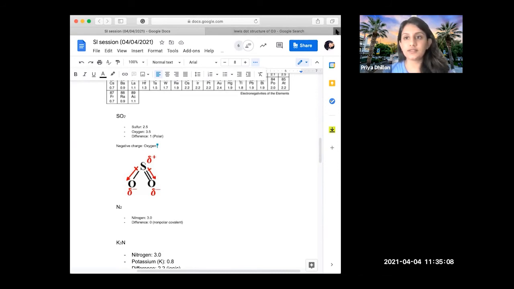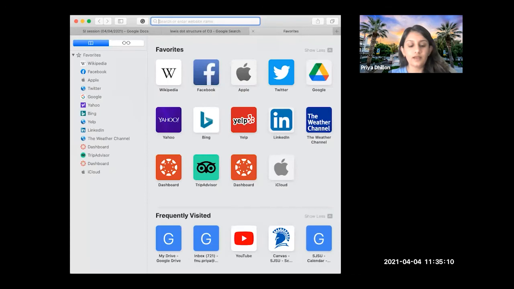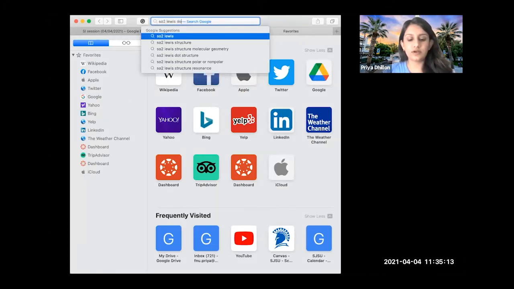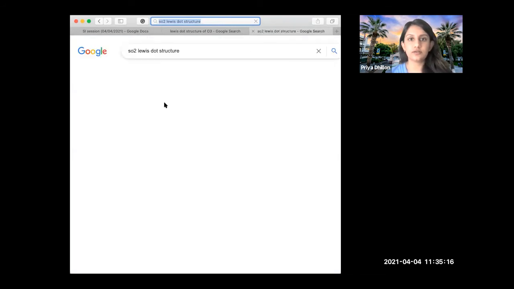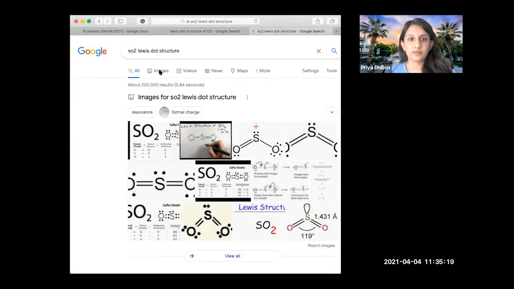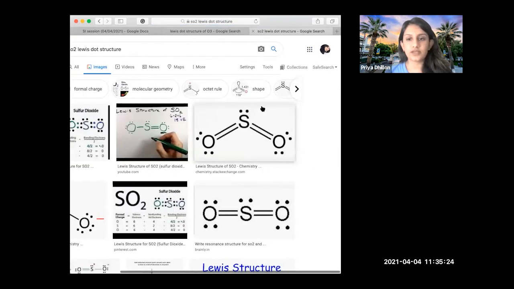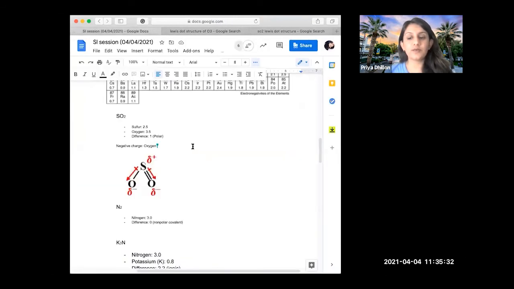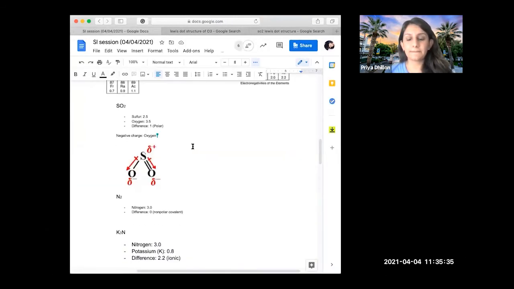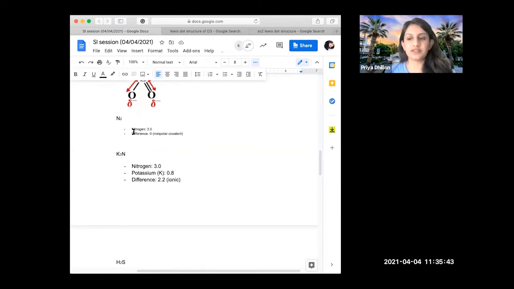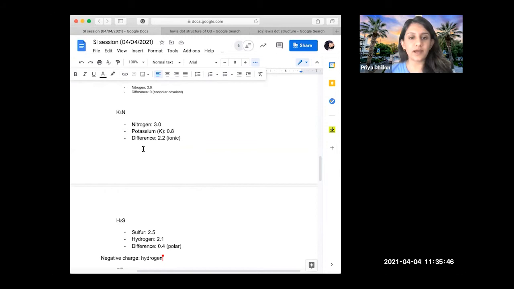SO2, right? So let's see. SO2 Lewis dot. So here you can see that this has the lone pairs, right? So if it has lone pairs, is it going to be polar or non-polar? Polar, yep. So this one does. NO2, it's basically the same thing, so you don't have to worry about it.